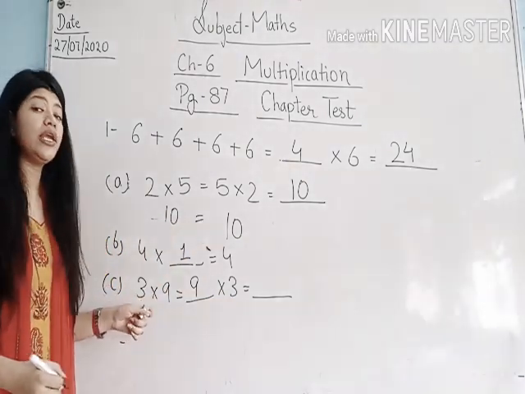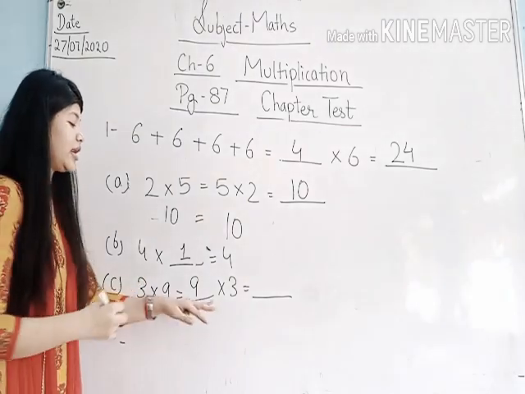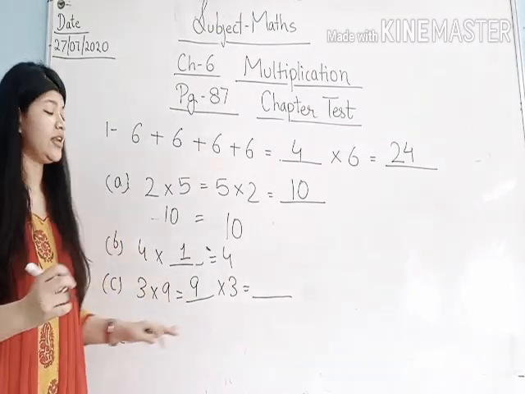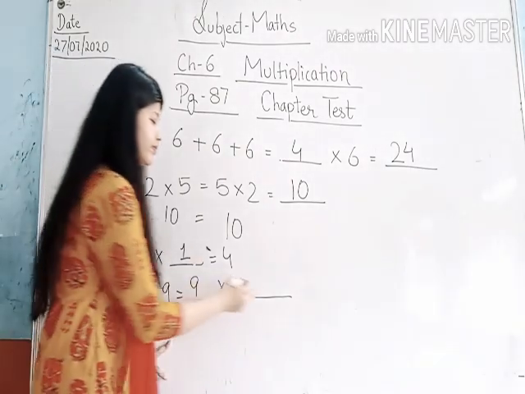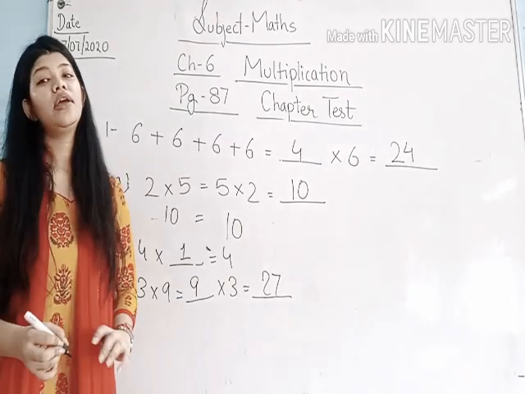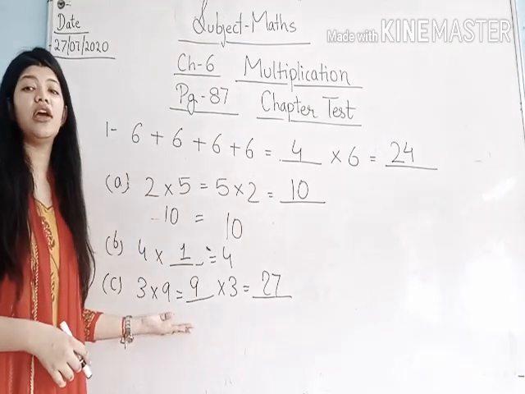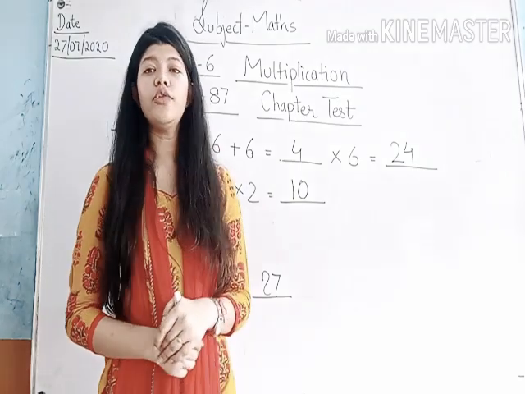Now tell me, 3 9s are 27. Yes, and 9 3s are 27. It means the product of these two factors is the same, and the answer will be 27. Clear? I hope this much is clear to you all. Now students, the rest of the questions you will solve yourself.